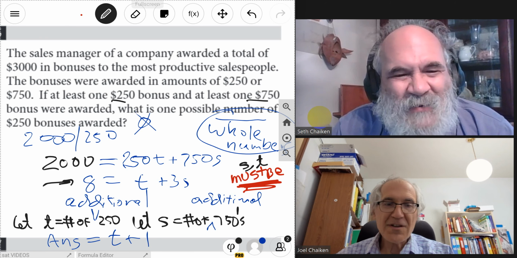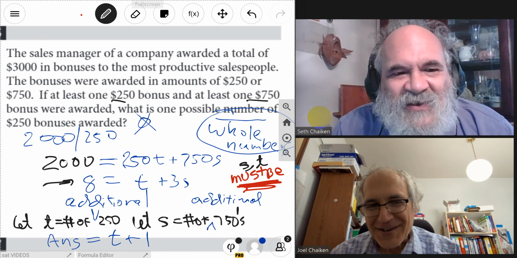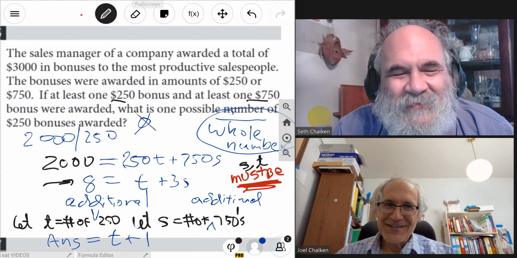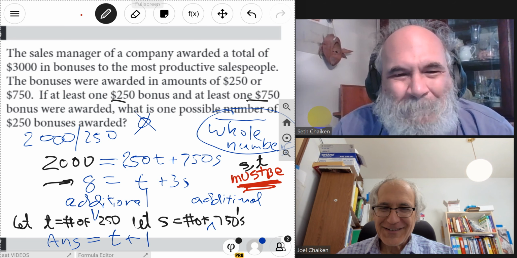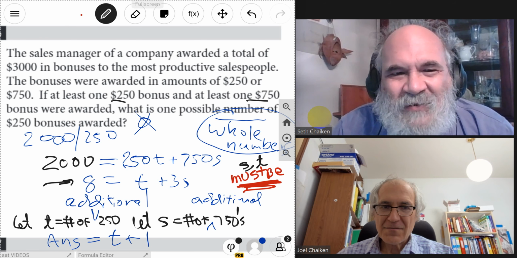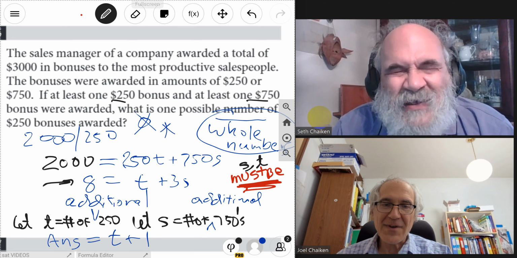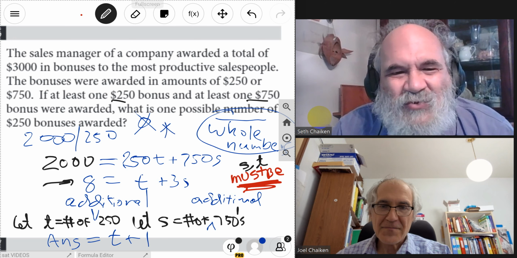Yeah, 1 doesn't work either. If t is 1, then 3 times s has to equal 7, which is also impossible. Or you take 1 to the other side: 8 equals 1 plus 3s, so 7 equals 3s.